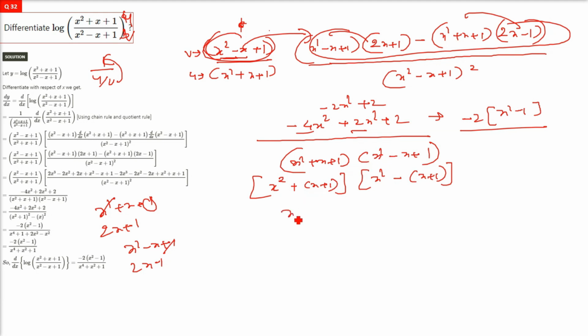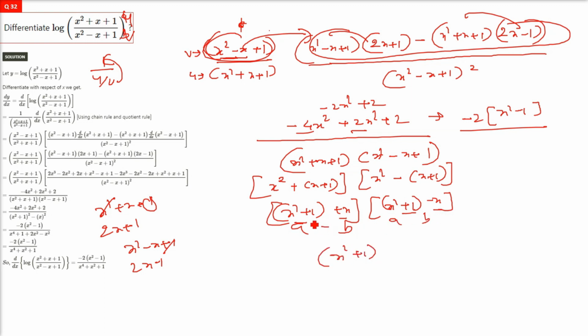I'll write this as x square plus 1 and then plus x. Here I can write it as x square plus 1 minus x. Now you see, this is the formula of a plus b and a minus b. A is x square plus 1, b is x. So a plus b, a minus b is going to be a square minus b square. So numerator will be minus 2x square minus 1, denominator will be a square minus b square. So you have x square plus 1 whole square minus x square.